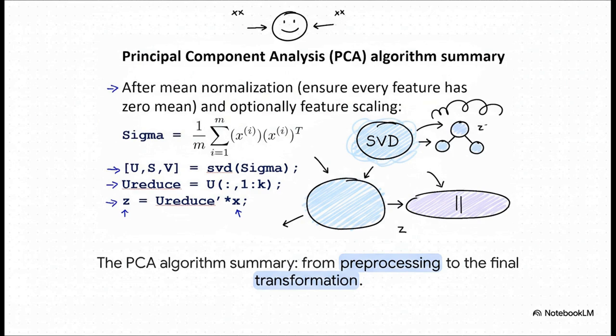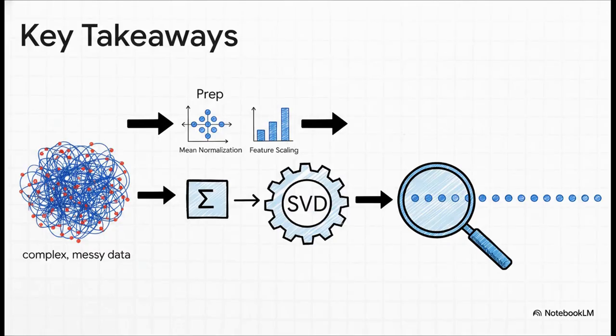And there you have it, the whole recipe, summarized right here. Step 1, prep your data. Step 2, calculate the covariance matrix. Step 3, run SVD on that matrix. And step 4, use the result to transform your data. 4 steps, that's it.